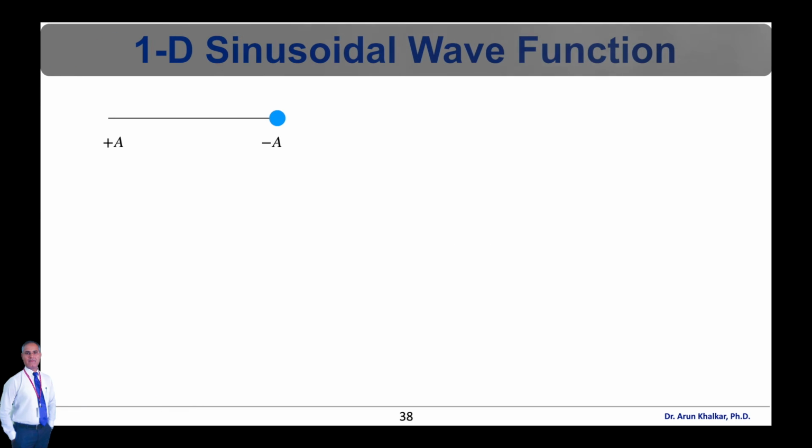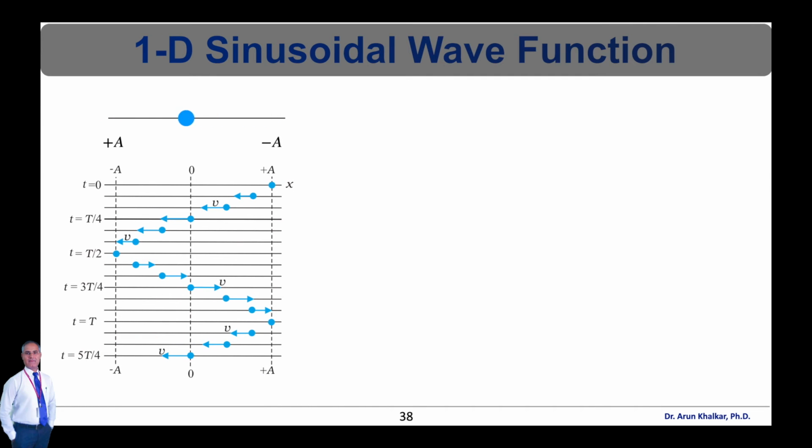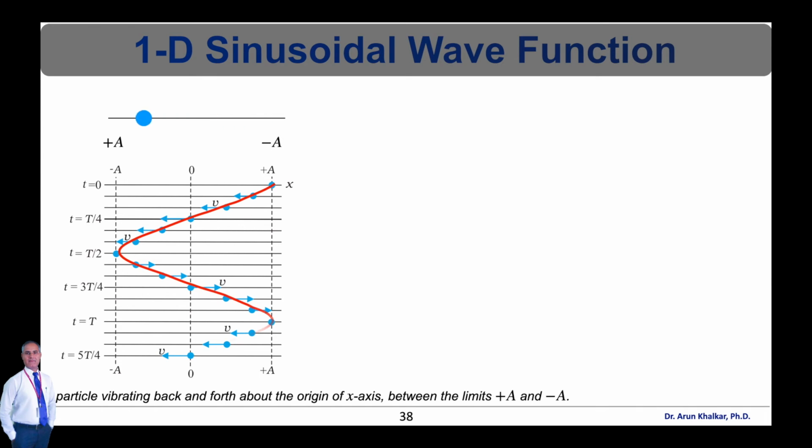Now let's see the one-dimensional sinusoidal wave function. Let us consider a particle vibrating back and forth about the origin of an x-axis between the limits plus a and minus a, as shown in this animated figure. In between these extreme positions, the particle moves in such a manner that its speed is maximum when it is at the origin and 0 when it is at plus and minus a.